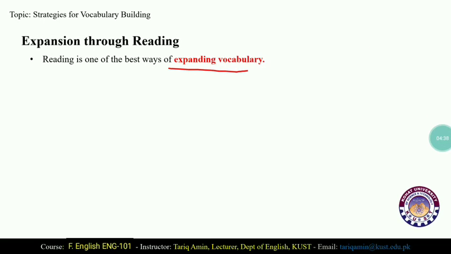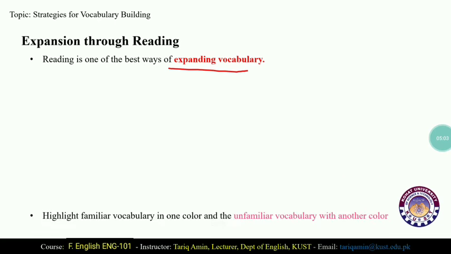You need to read newspapers, you need to read different articles on your cell phone, you need to read different books on your laptop, on your mobile, and everything. If you want to learn more and more words of a particular language, you need to read more and more books, more and more texts.